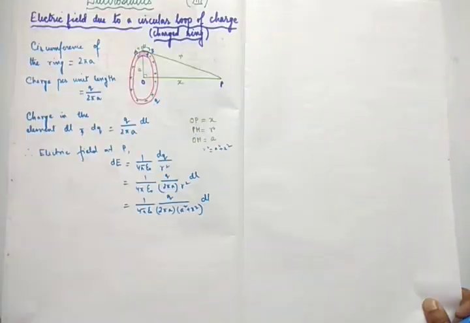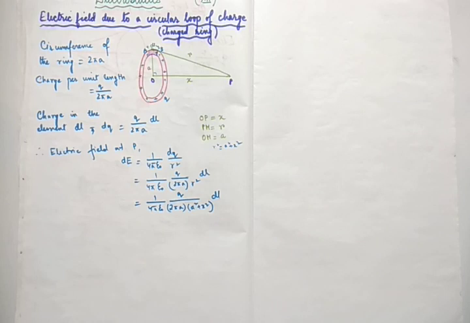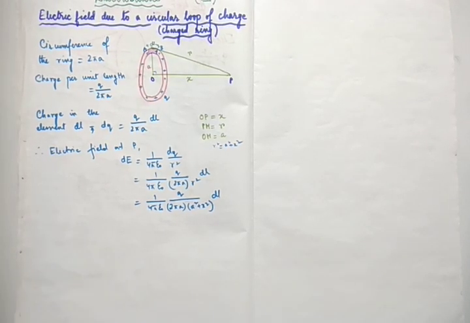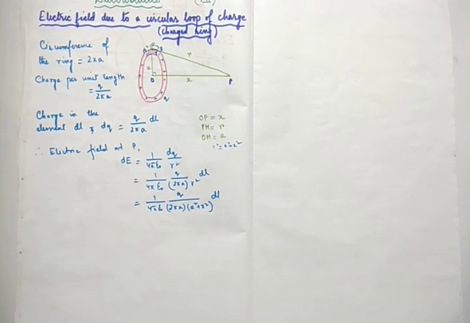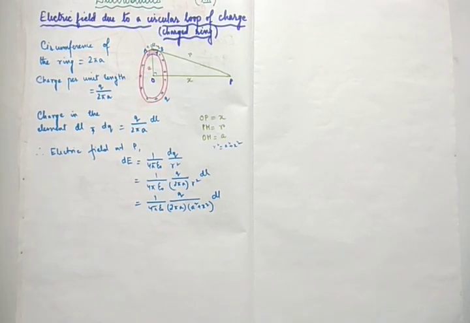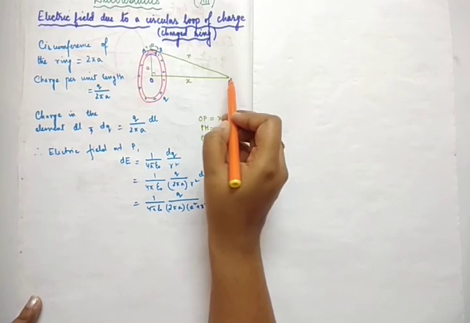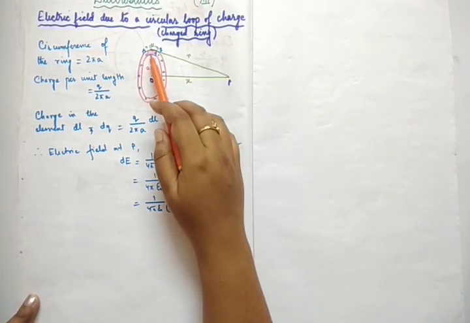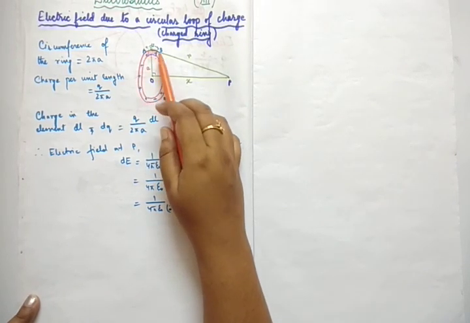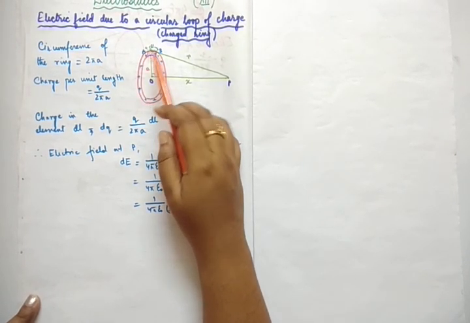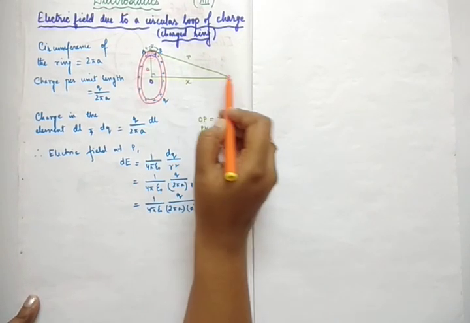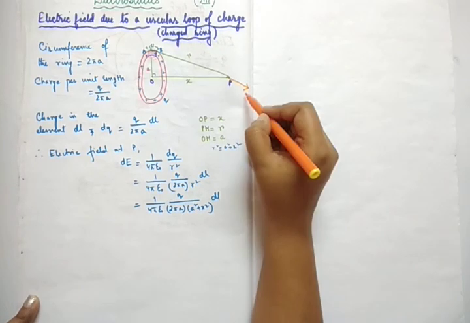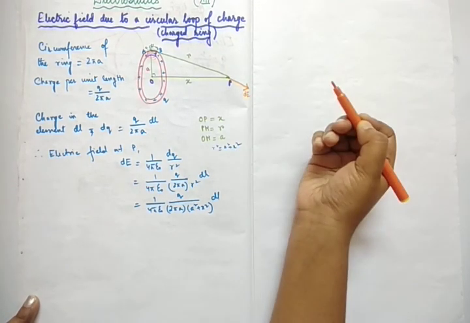Next, what is the direction of the electric field? The electric field is a vector, so we need to know its direction. Imagine there is a positive test charge here. The direction of the electric field due to the small charge element dq present here will be directed along this line, in this direction.